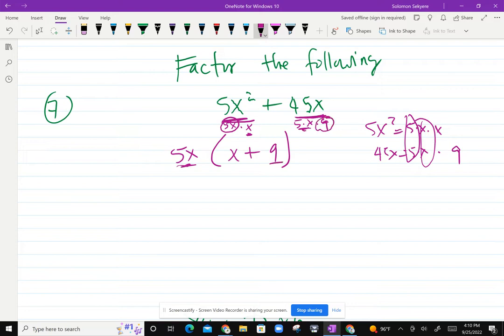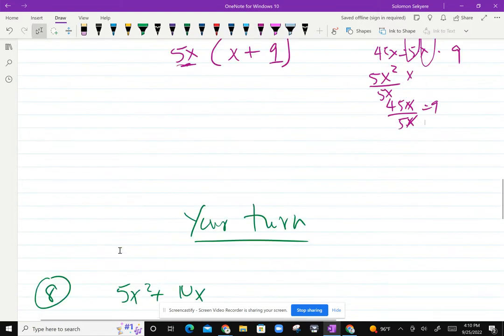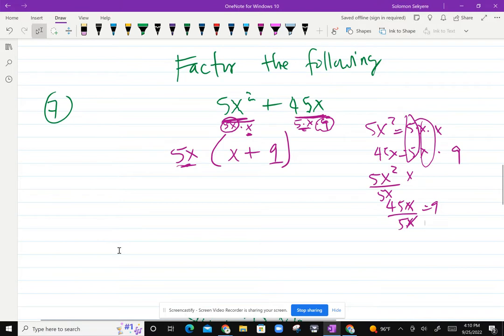So once you factor out your GCF, you divide by your GCF to find out what's left. 5x squared over 5x is x, and 45x over 5x is 9. Got it? All right. So we've done this one here.